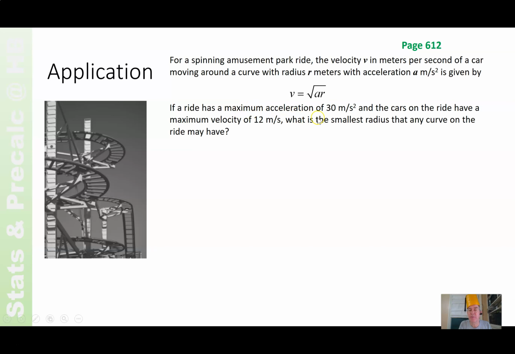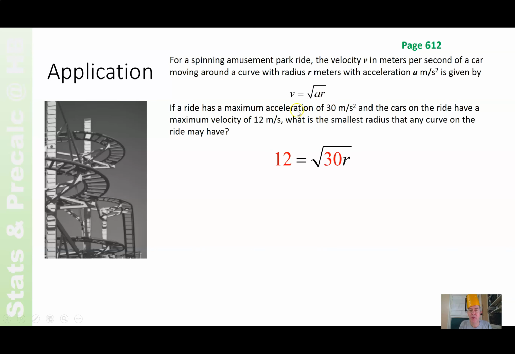So if a ride has a maximum acceleration of 30 meters per second squared, so that's basically twice gravity, so that's good acceleration. And the cars have a maximum velocity of 12 meters per second, which is pretty fast. What's the smallest radius curve that any curve on the ride can have?